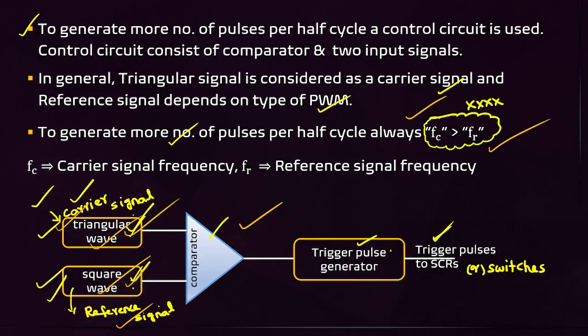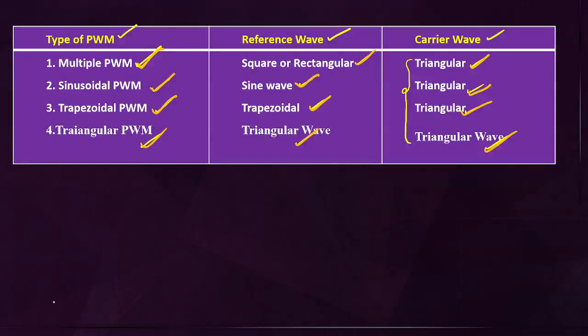Then which signal makes it possible to maintain the high frequency? Triangular wave. That's why for all PWM techniques, the carrier is a triangle. In each type of PWM, you see which is the reference and which is the carrier. In multiple PWM, a square or rectangular wave is the reference and triangular is the carrier.